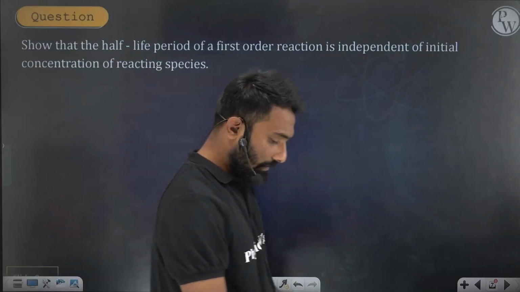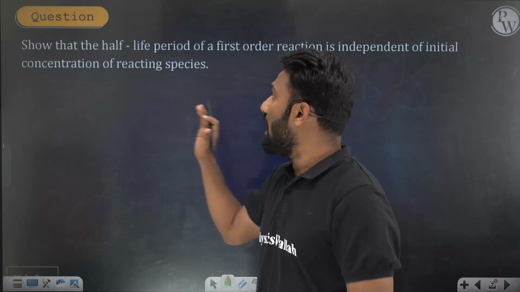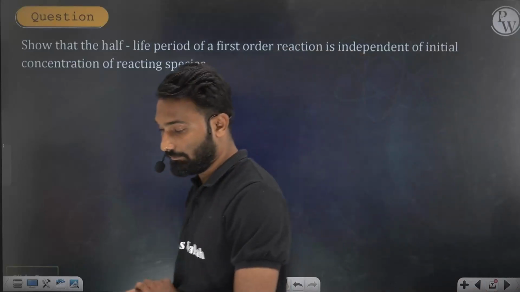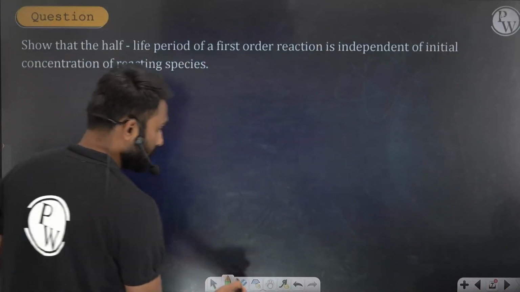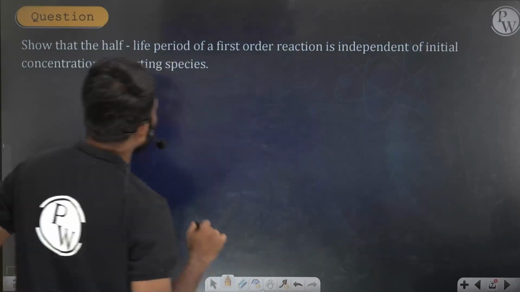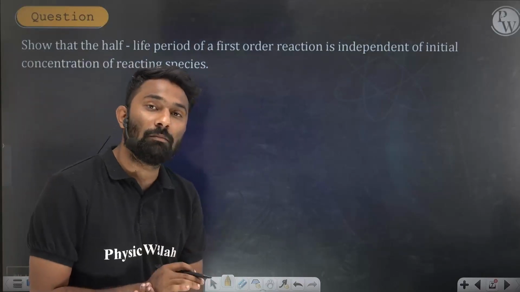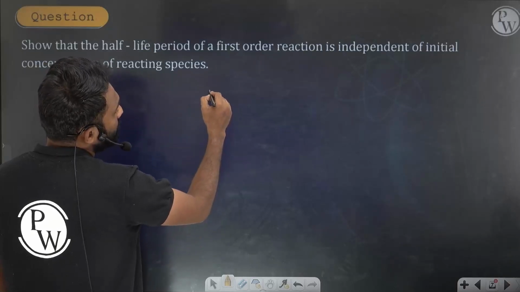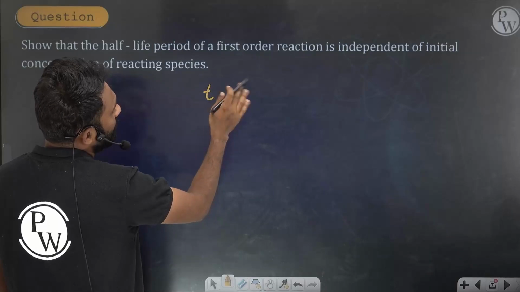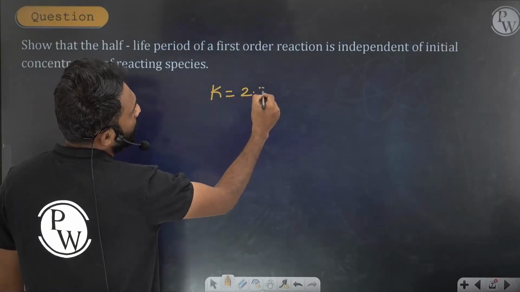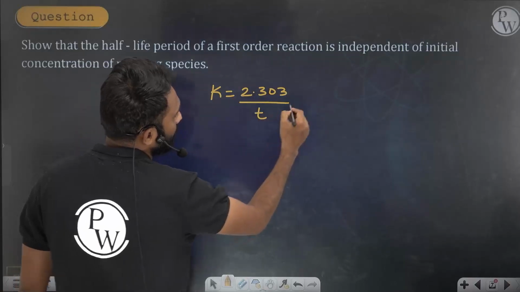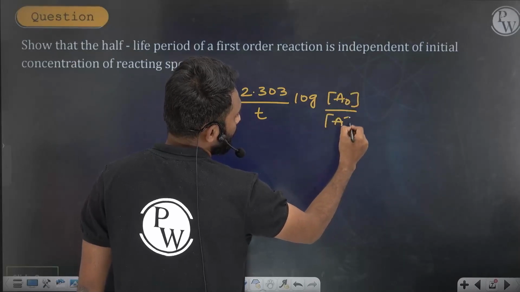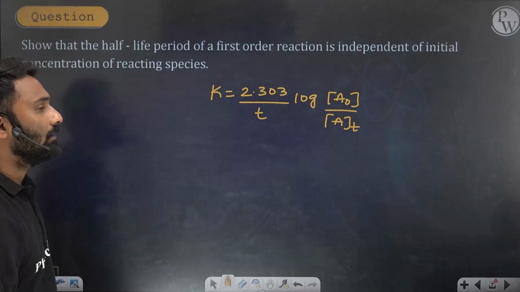Next question. Now, show that the half-life period of the first order reaction is independent of the initial concentration of the reacting species. Now first order reaction. What is the formula of the first order reaction? First order reaction formula: k is equal to 2.303 by t log initial concentration by concentration at a time t.